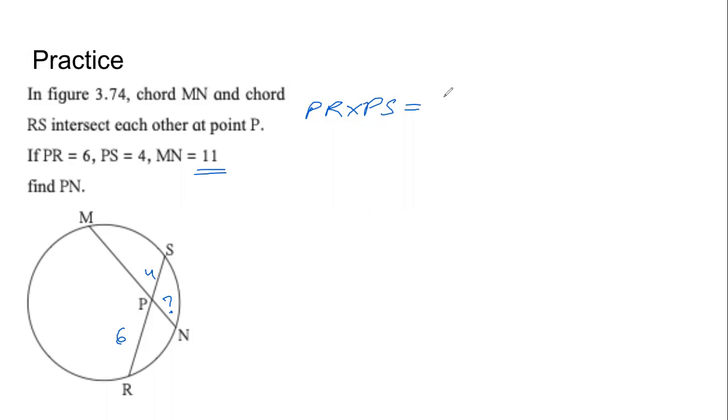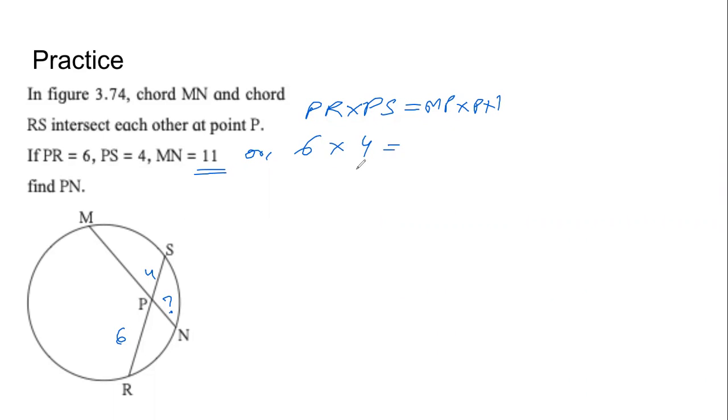Let's complete. PR into PS will be what? MP into PN. MP into PN, correct. Yes. Now, do we know PR? Yes, we know. It is 6. Do we know PS? Yes, we know. It is 4. This is easy.